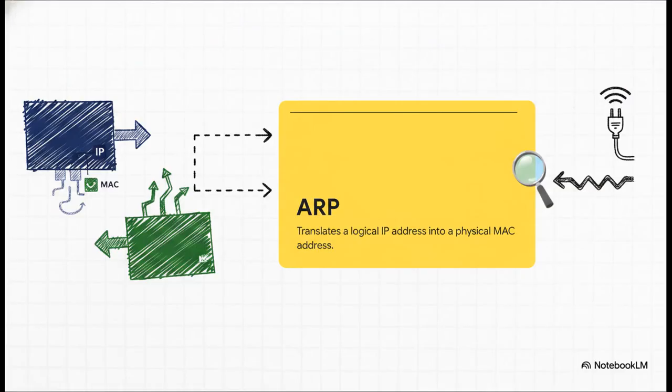To formalize that a bit, ARP stands for Address Resolution Protocol. While IP addresses are logical, meaning they can change depending on what network you're currently connected to, hardware itself communicates using permanent, physical 48-bit MAC addresses. ARP operates right there at the boundary of the internet and network access layers. Its whole job is to translate that logical IP address into a physical MAC address so the data can actually be pushed out across the physical cable or through the Wi-Fi frequency.